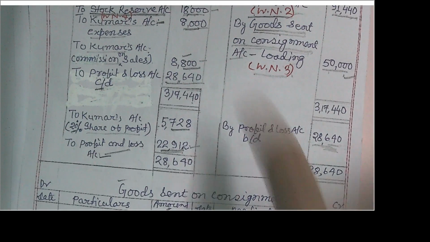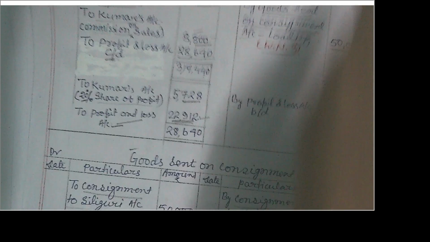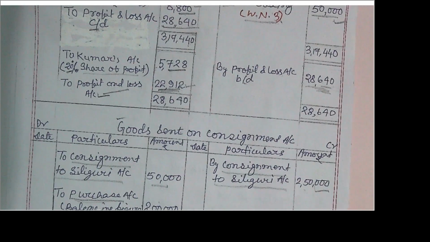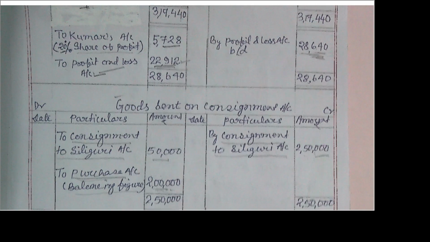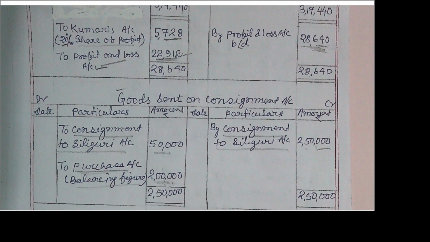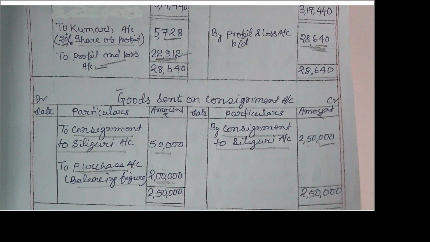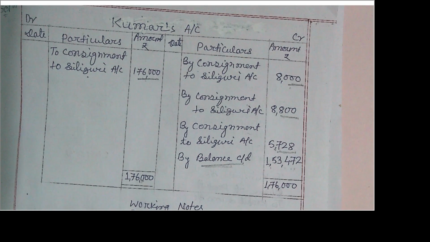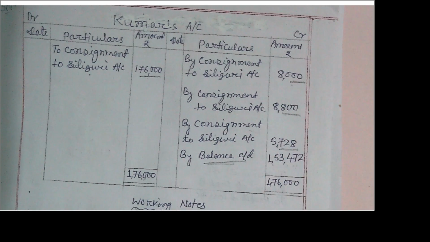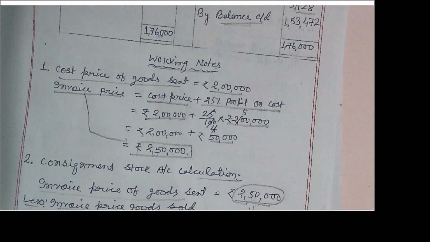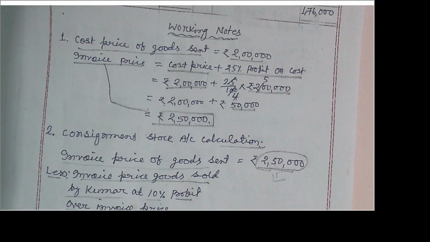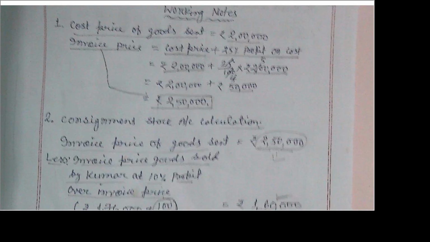So this is the consignment, goods sent on consignment account. And one more account, the consignee account, Kumar account, consignee. Again the working notes are explained to you all, and I hope you have understood these problems.